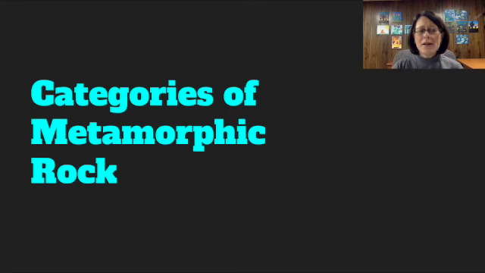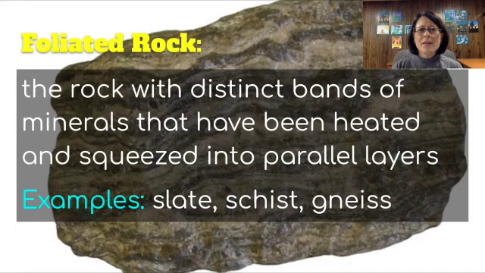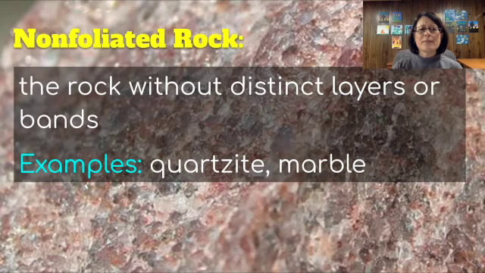There are two categories of metamorphic rock, and we will look at these in class. There's foliated rock. This is the rock with distinct bands of minerals that have been heated and squeezed into parallel layers. And you can see those parallel bands here in this picture in the background. Some examples are slate, schist, and gneiss. And we're going to look at those in class. There's also non-foliated rock. This is the rock without distinct layers or bands. And some examples are quartzite and marble.